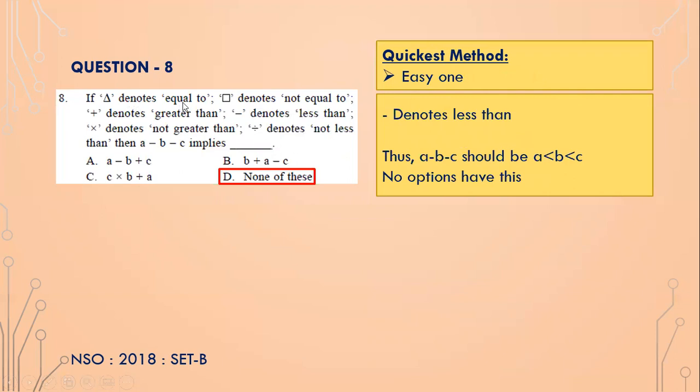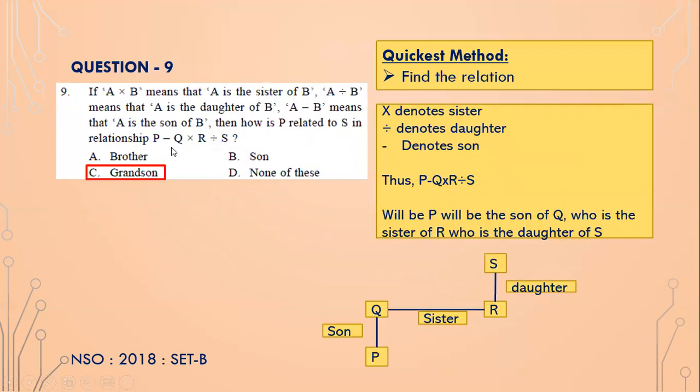If triangle denotes equal to and square denotes not equal to, plus denotes greater than, minus denotes less than, multiplication denotes not greater than, divide denotes not less than, then A minus B implies... So again, just focus on minus. Minus denotes less than. So A minus B minus C will denote A is less than B is less than C. So the option is none of the above.